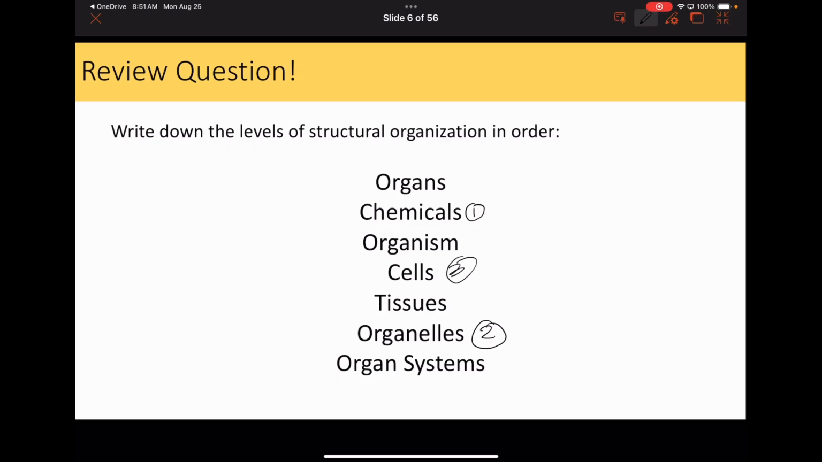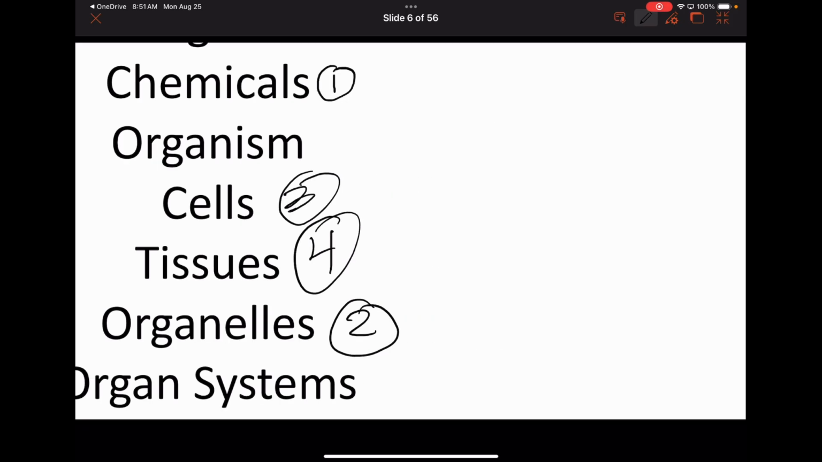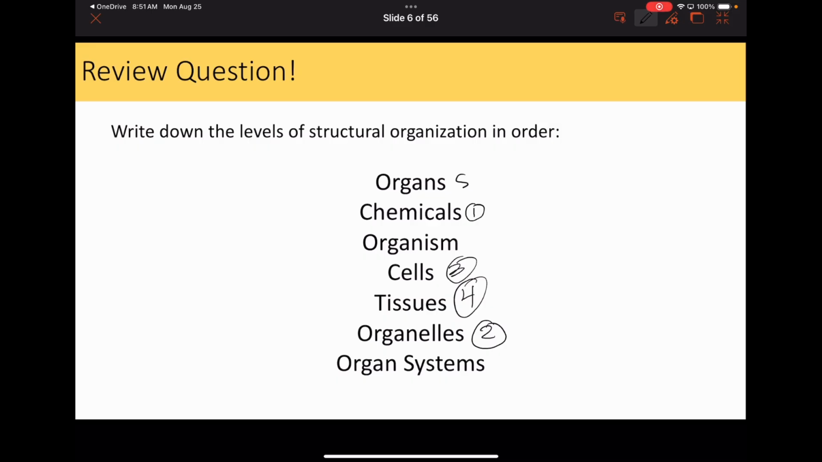cells. Different cell types come together to make tissues. Different tissue types with the same function come together to make organs. Different organs with the same function come together to make organ systems, and then the sum of all the organ systems is the organism. So make sure that you have that in the correct order.